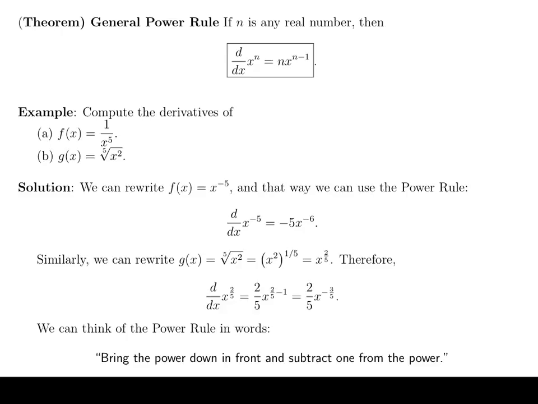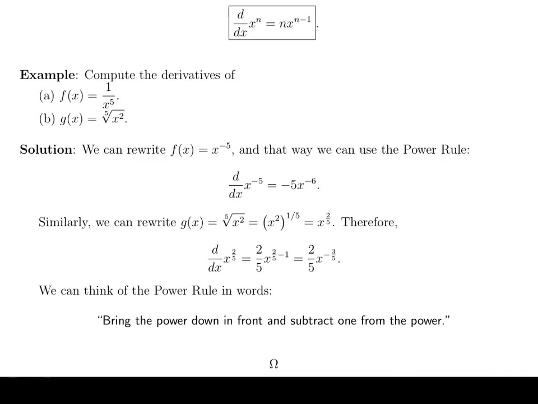Now we can actually think of the power rule in words by saying, let's just bring the power down in front and subtract 1 from the power. So that's exactly what this thing here is expressing. So anytime you want to take a derivative, you bring the power down in front and subtract 1 from the power. That's all for now.